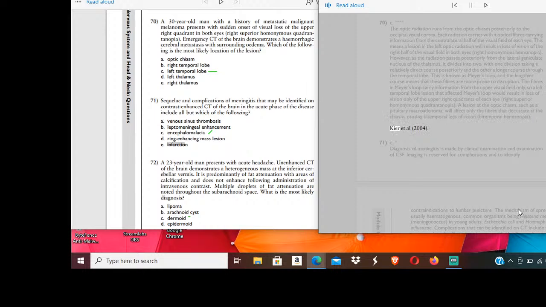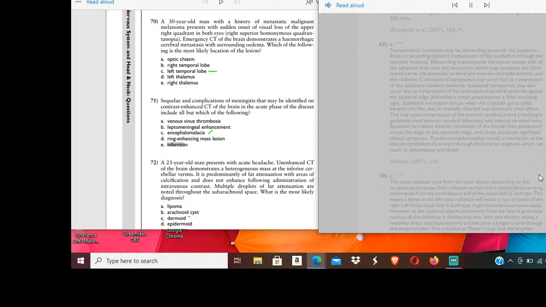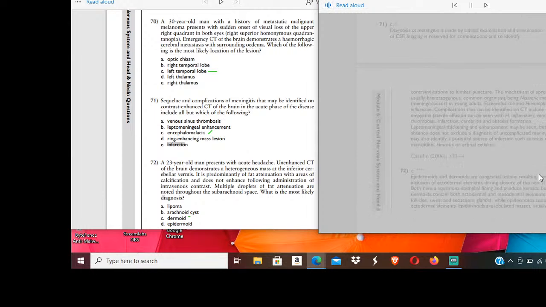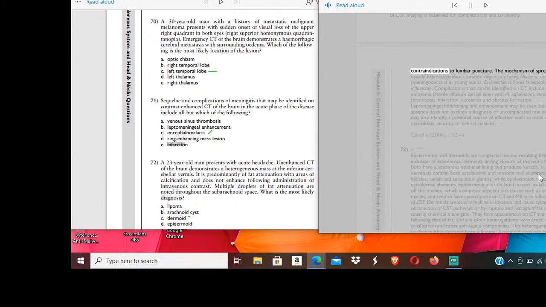Hemianopia. Kier et al. 2004. 71. C. Diagnosis of meningitis is made by clinical examination and examination of CSF. Imaging is reserved for complications and to identify contraindications to lumbar puncture.